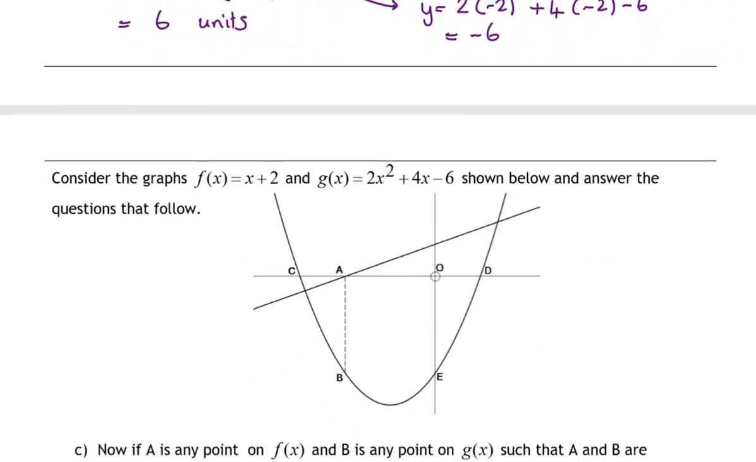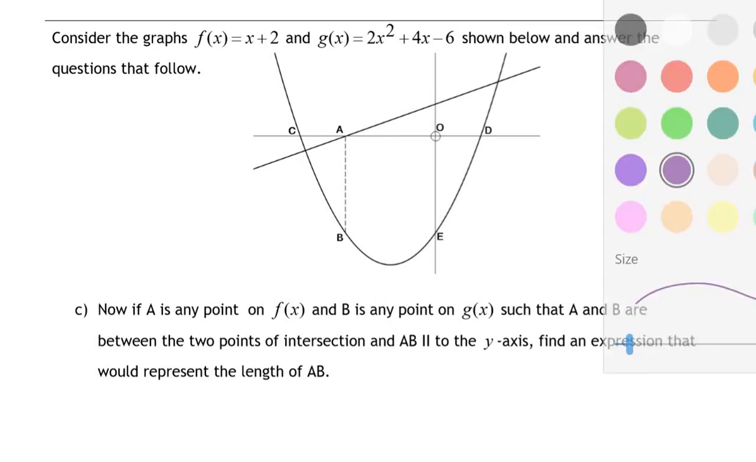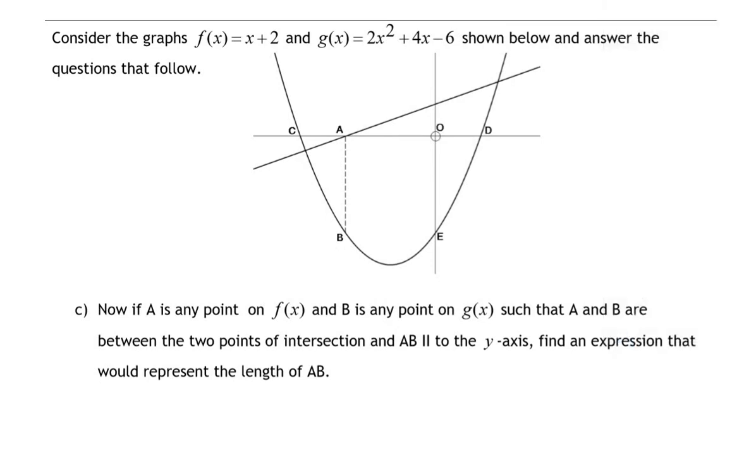So if we move on, what happens if you're not given the x value? I've just pasted the graph again so we can look at it. It's the same question. Question C says, now if A is any point on F and B is any point on G, such that A and B are between the 2 points of intersection, so it's between there and there. What they're saying is A could be here and then B could be there, or A could be here and then B could be there. So they're not fixing its position. They're saying anywhere between these 2 points of intersection, A and B exist.